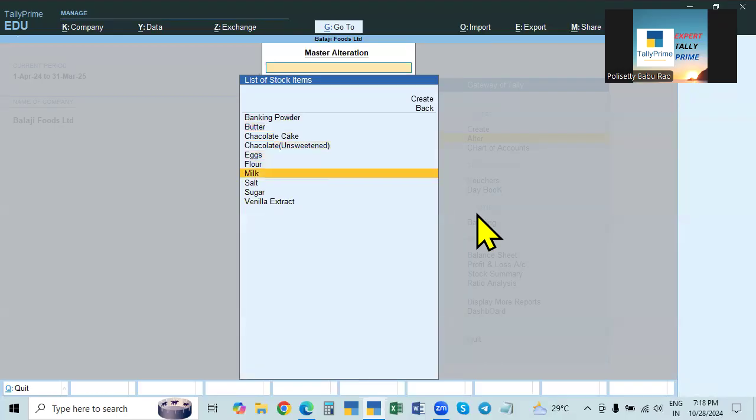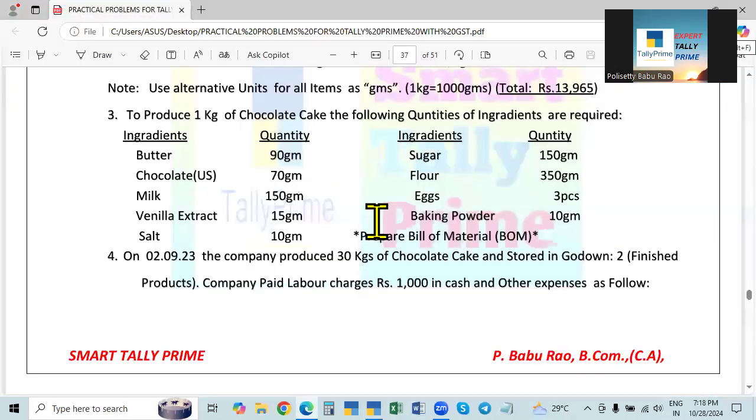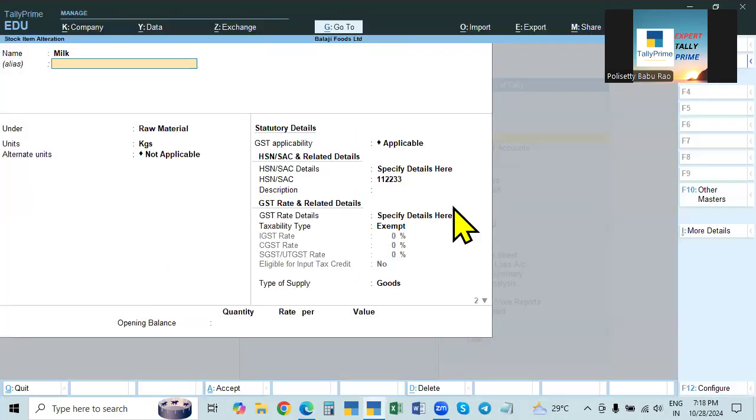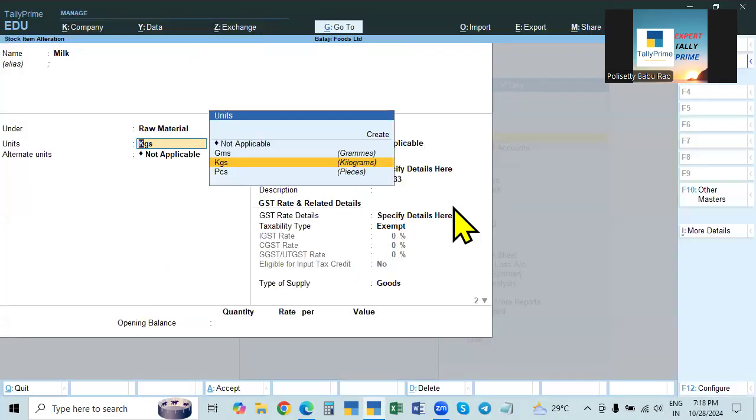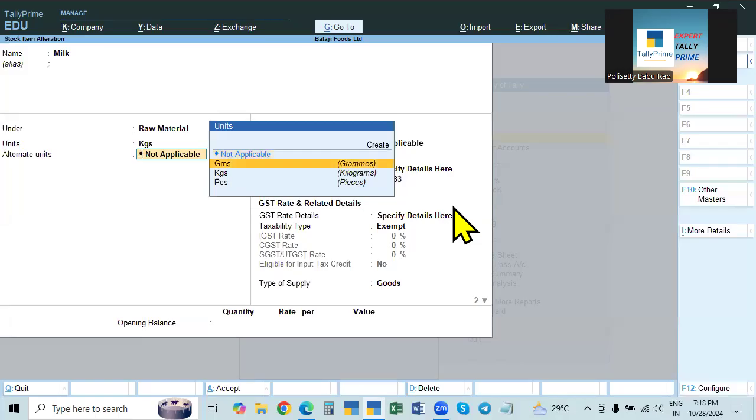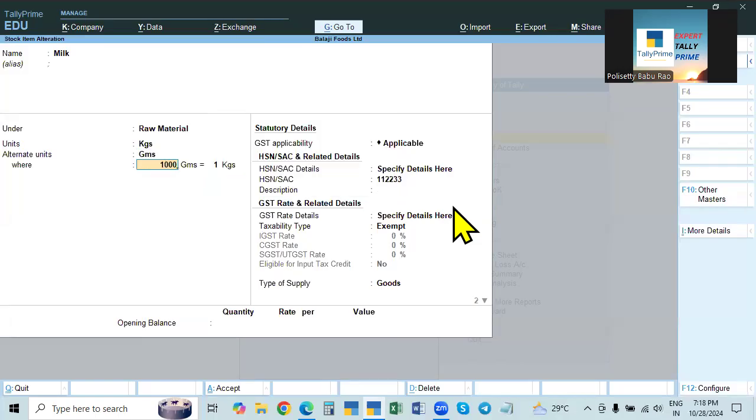So we'll go to milk. Milk, actually, will be in liters, but it is given as grams, kilos. So we will take it as kilos. Milk, raw material, kilos, and then alternate units, grams, 1000 grams. For everything you have to do this. For 1000 grams, this is the alternate unit.